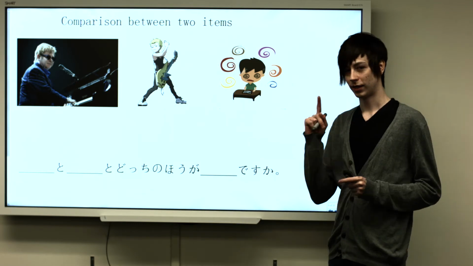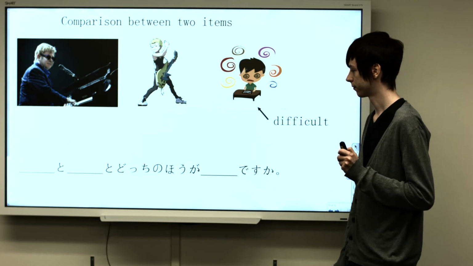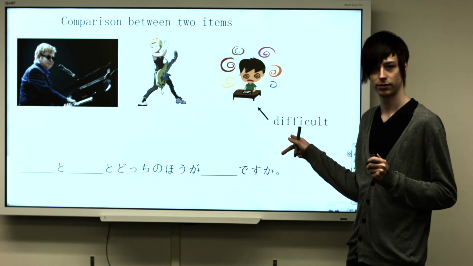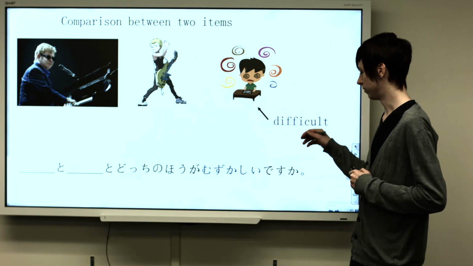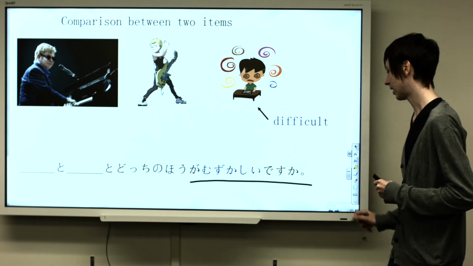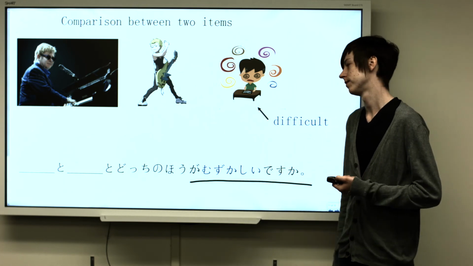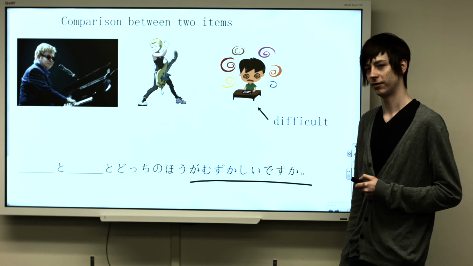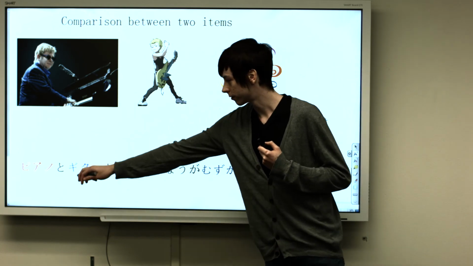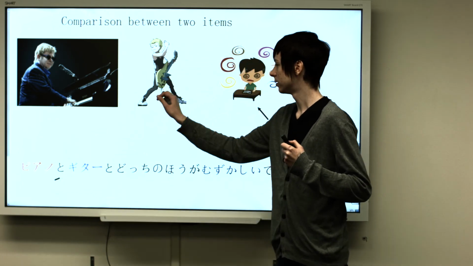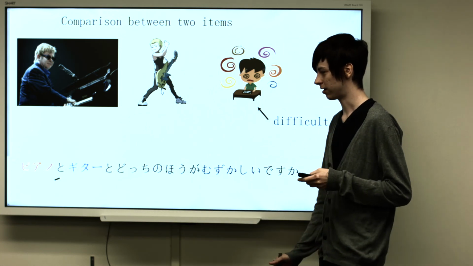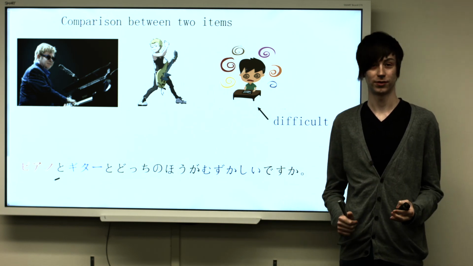Okay, so we're comparing two things, right? And we want to ask which one is the most difficult. So difficult is muzukashii. So out of the two, dochi no hou ga muzukashii desu ka? Which is the more confusing one? But what are we talking about necessarily? So piano to guitar to dochi no hou ga muzukashii desu ka? So out of the piano or the guitar, which is the most difficult?